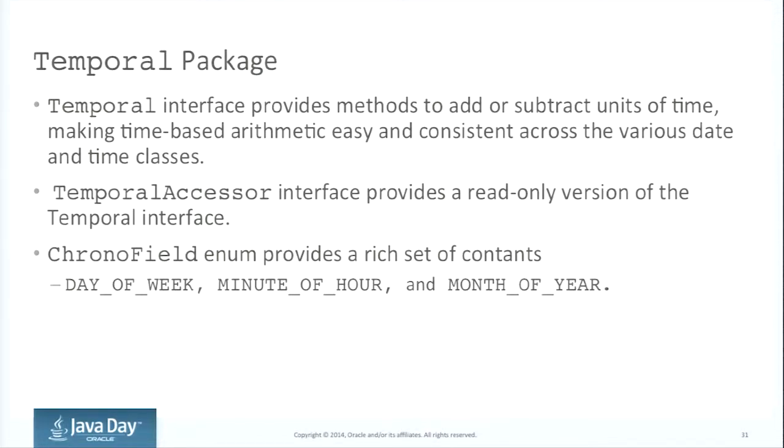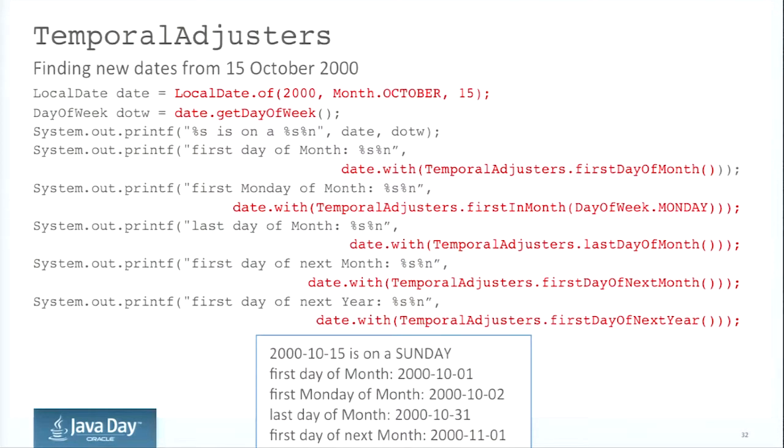Now if we want to do some arithmetic-based things with the dates, we use the Temporal interface. The TemporalAccessor interface provides a read-only version of the Temporal interface. Again, it's not possible to change anything once you create it. And then ChronoFields, which we've already been using a little bit. So let's see how we can keep using it.